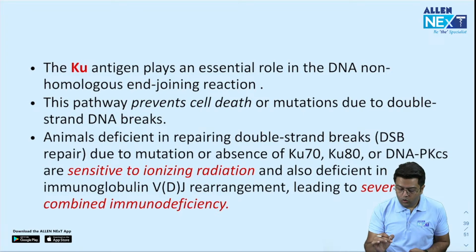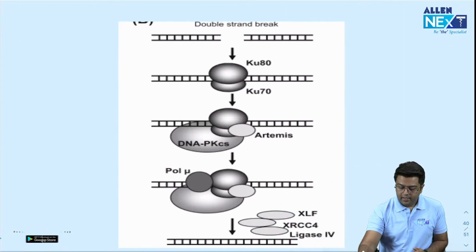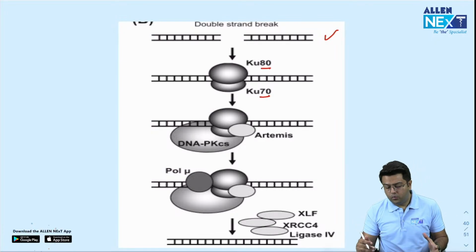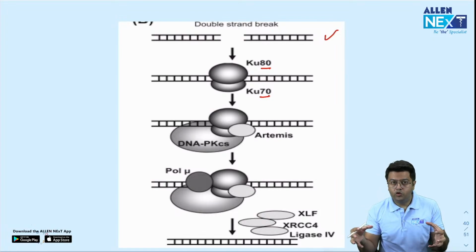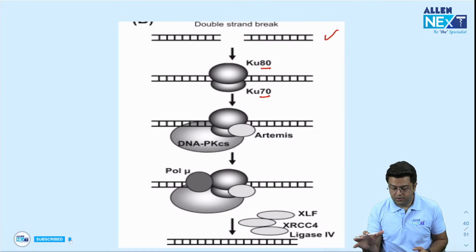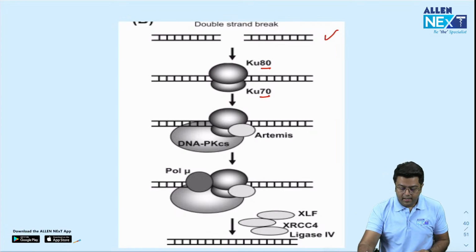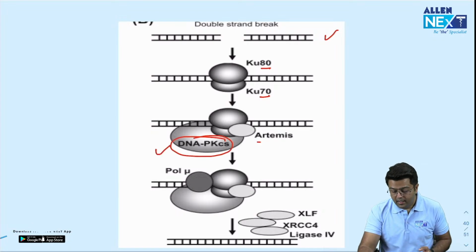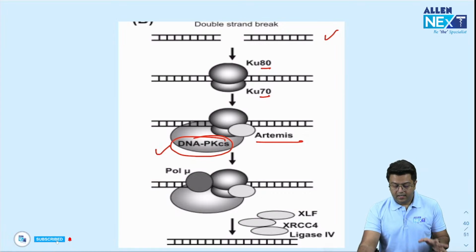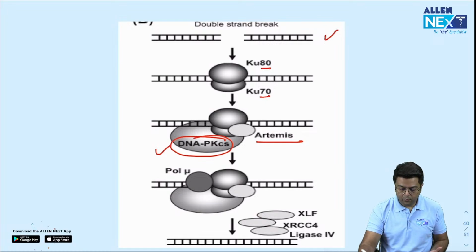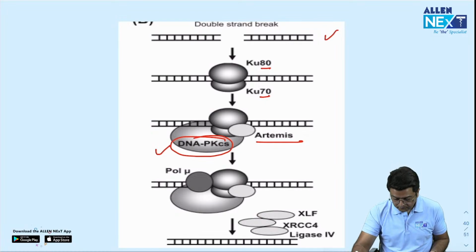Now, in the non-homologous repair, let me show you. When there is a double strand break, I need a protein called KU70/80. These are very important proteins. Why? Because they bind at the ends of the chromosome and prevent further damage or breakdown. And then come the other proteins like DNA protein kinases, which is in our option. Artemis and DNA protein kinases are again very important proteins. And then we definitely need some polymerase, and the ligase.